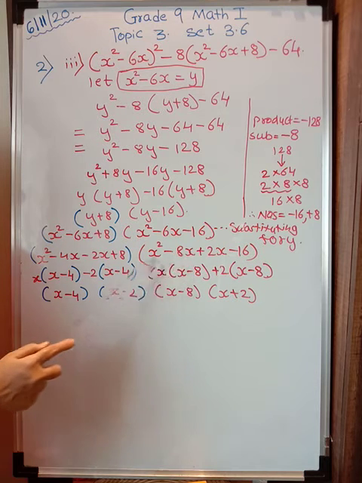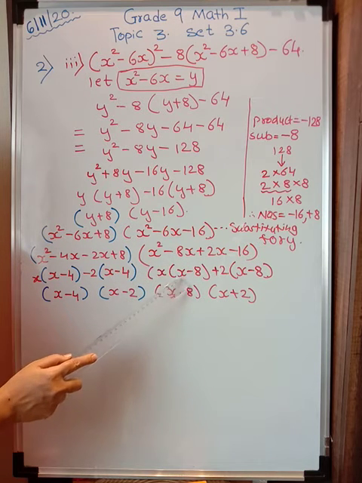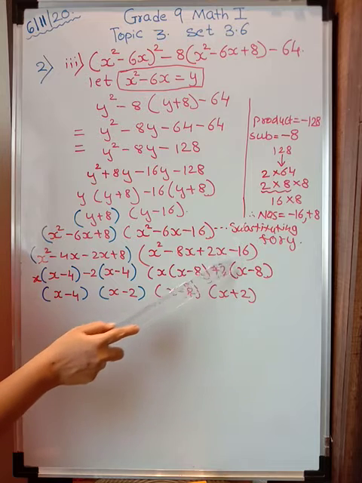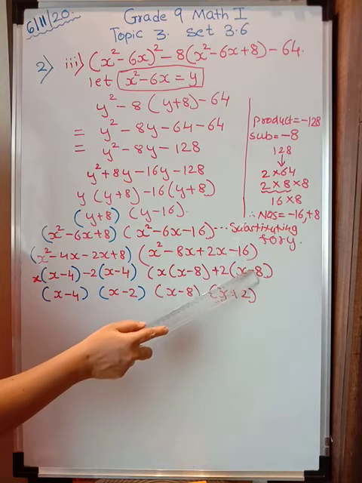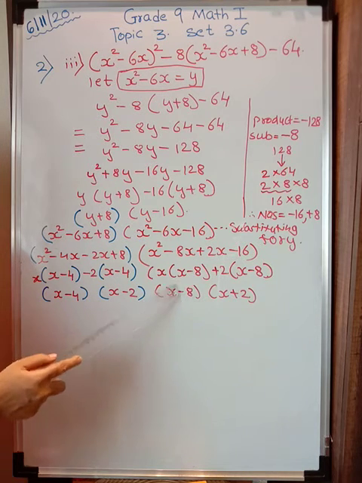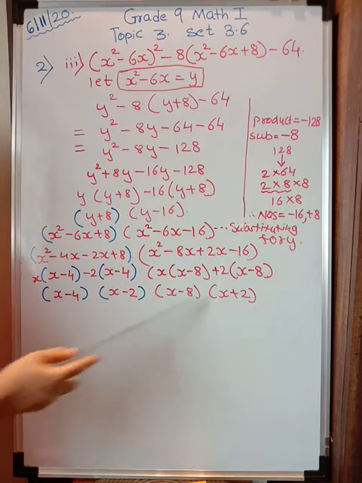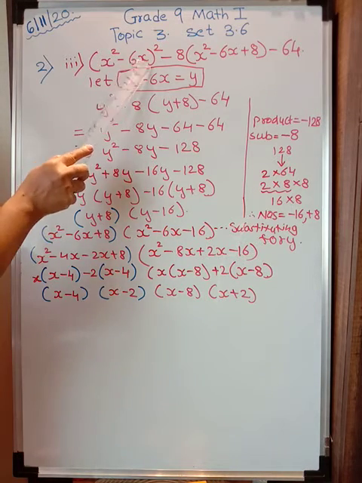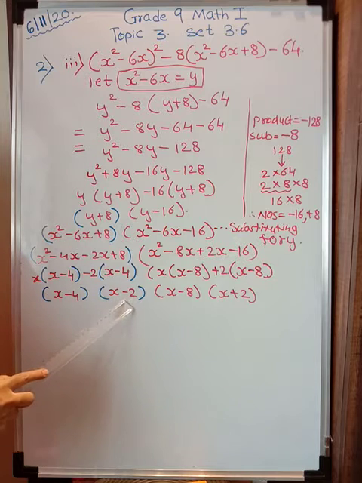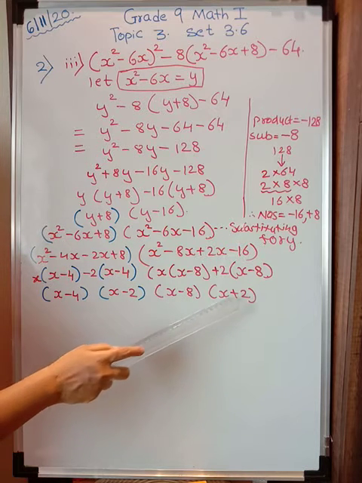Okay. Now pair these two, what do you have? x as common, in the bracket you get x minus 8. Over here take out 2, what do you get? x minus 8. Again x minus 8 is common. What remains is x plus 2. So at the end, what factors do you get for this? x minus 4 into x minus 2 into x minus 8 into x plus 2.